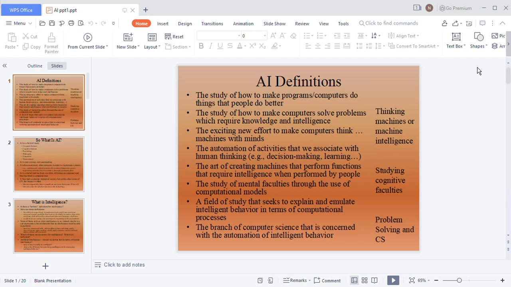So, you need a better understanding of the problem, any type of problem solving, searching, or heuristic methods. There are different types of techniques, and based on each and every technique you need to enhance it. The exciting new effort to make computers think, machines with minds. Automation of activities that we associate with human thinking, decision making, learning.